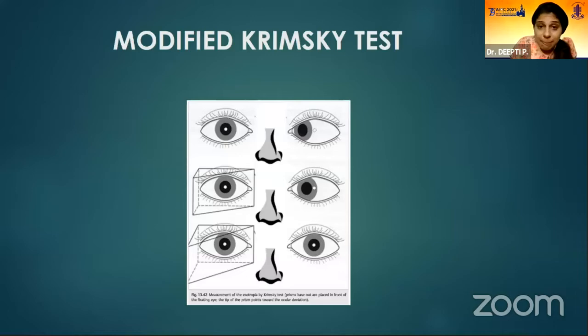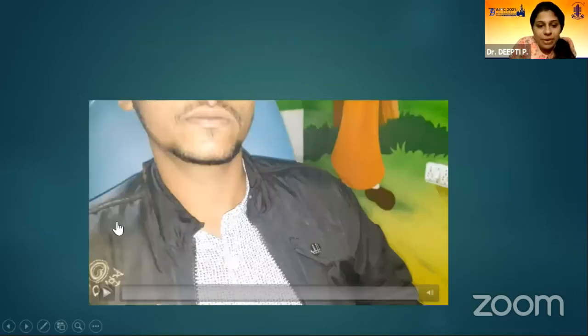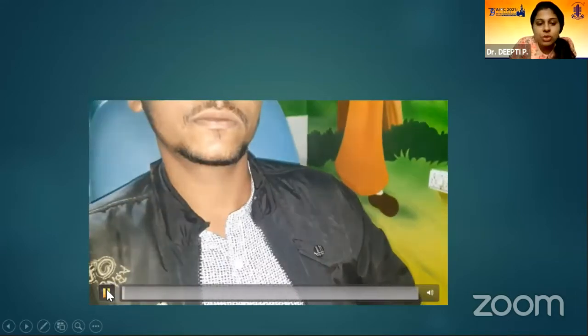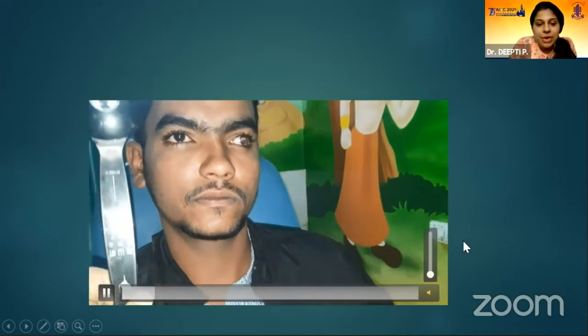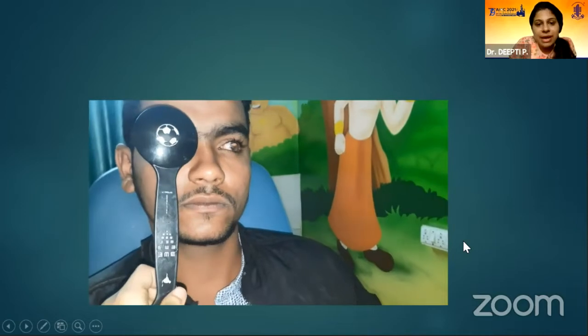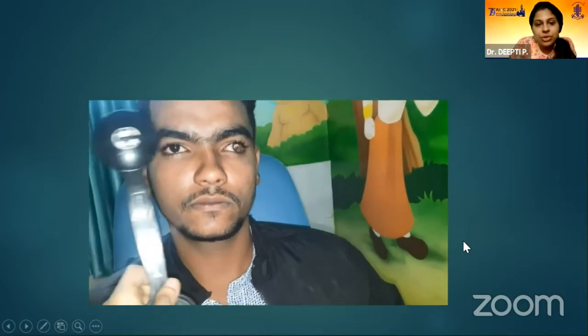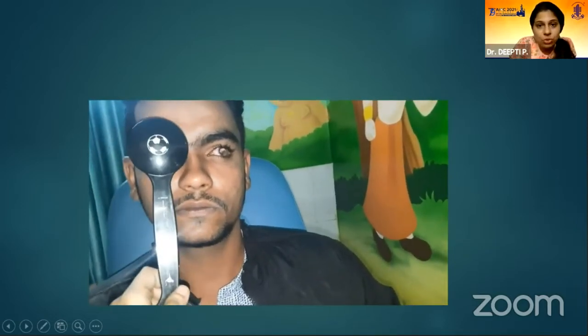But there may be some patients where the vision may not be really good due to certain reasons. In those cases, we can actually perform a modified Krimsky test, where if you look here, this left eye has undergone a surgery, retinal surgery, and not much vision is left with respect to the left eye.